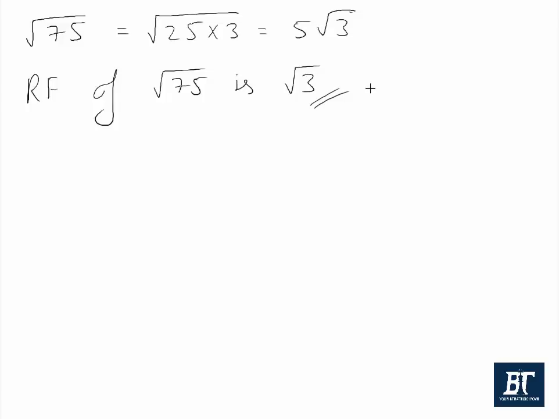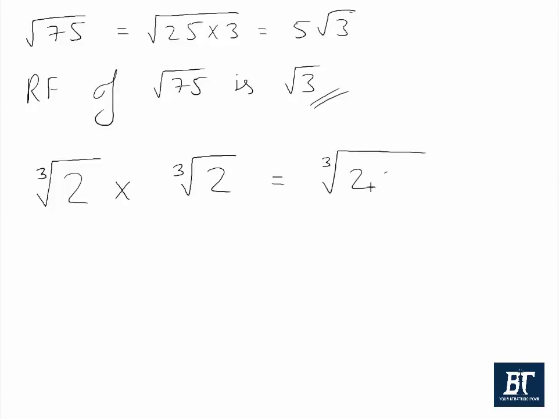Now let's move to the next type. Let's say someone asks us, find the rationalizing factor of cube root 2. What number should we multiply with this to get a rational number? Many students wrongly guess the answer to be cube root 2. Let's check this. You'll get cube root of 2 into 2. So this is cube root of 4.